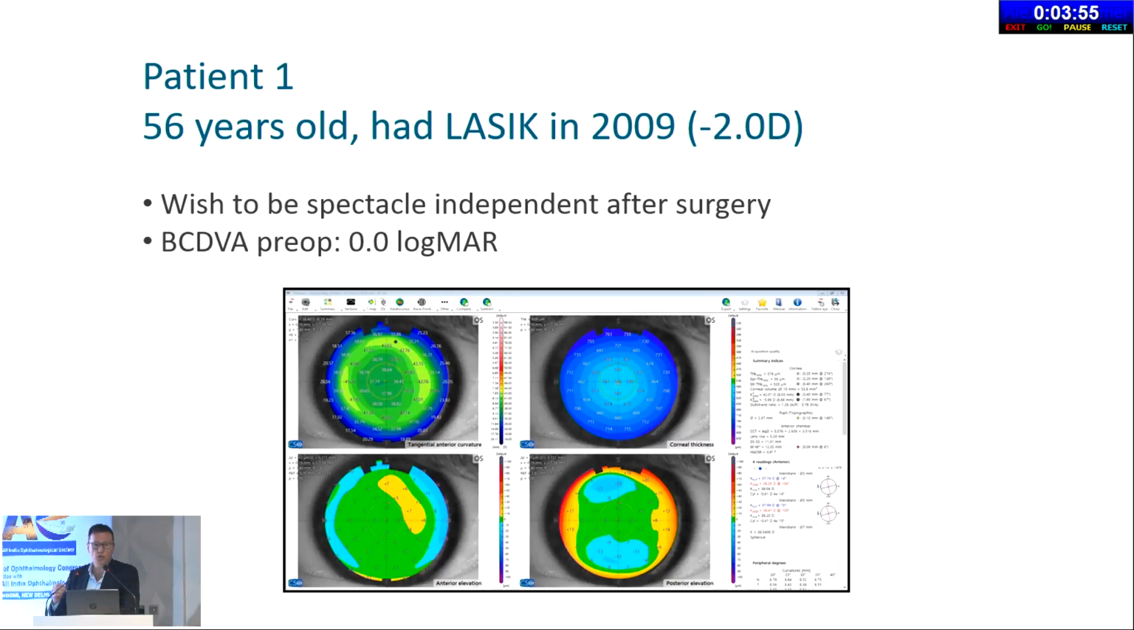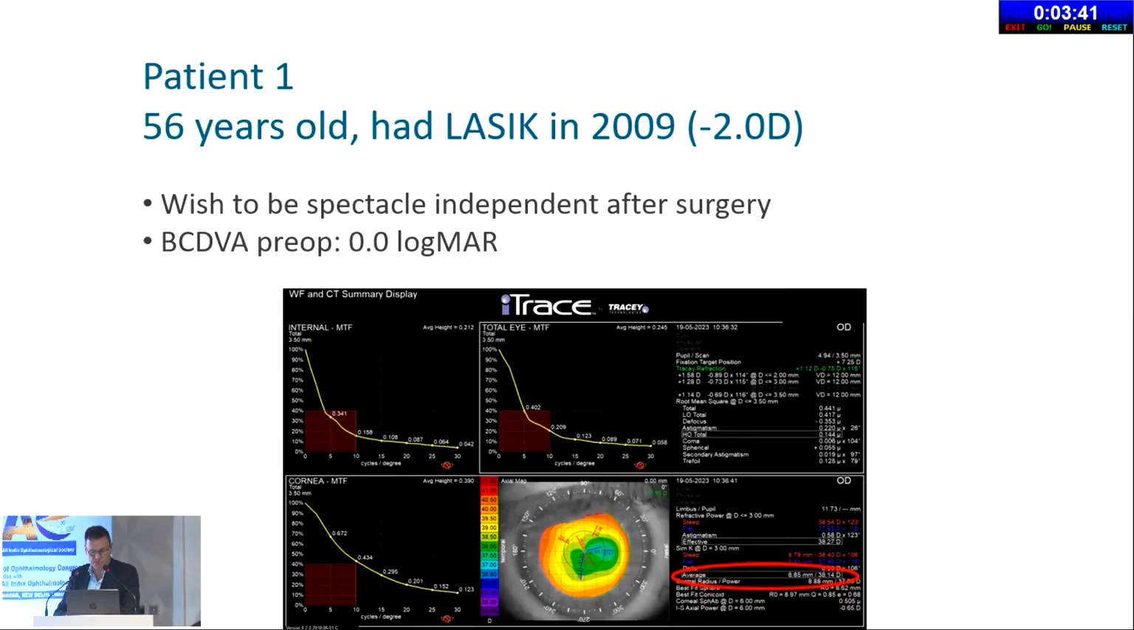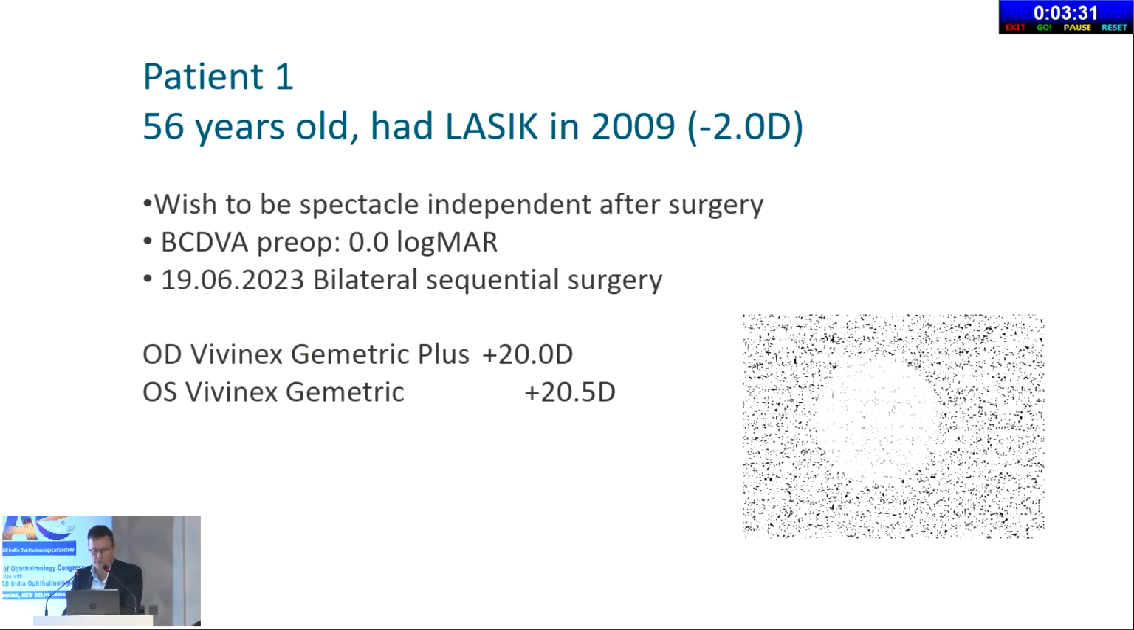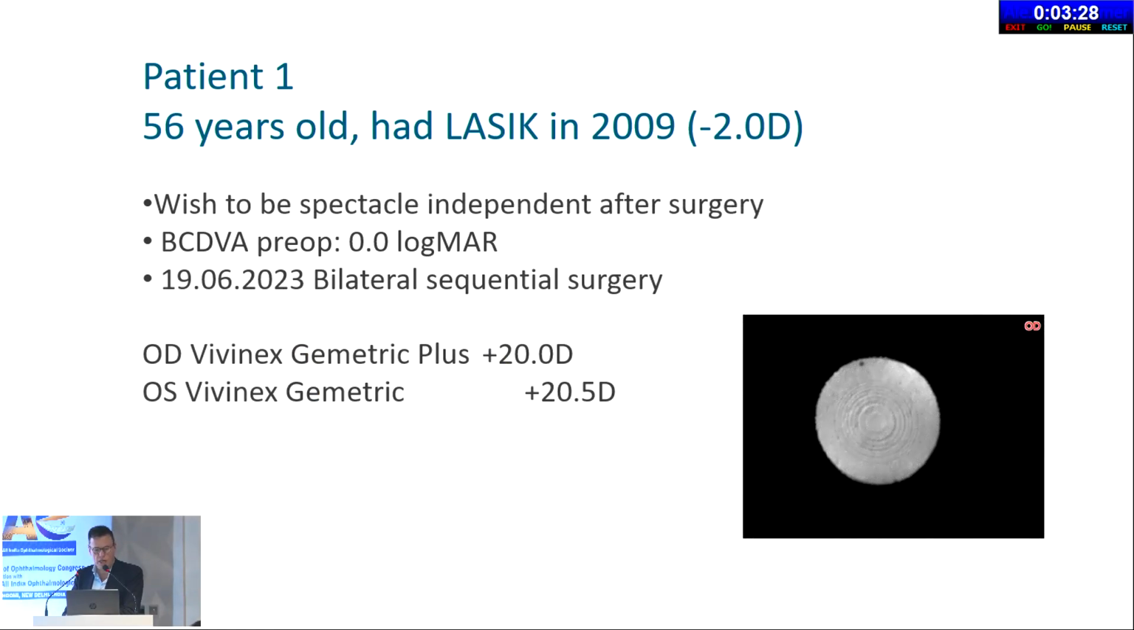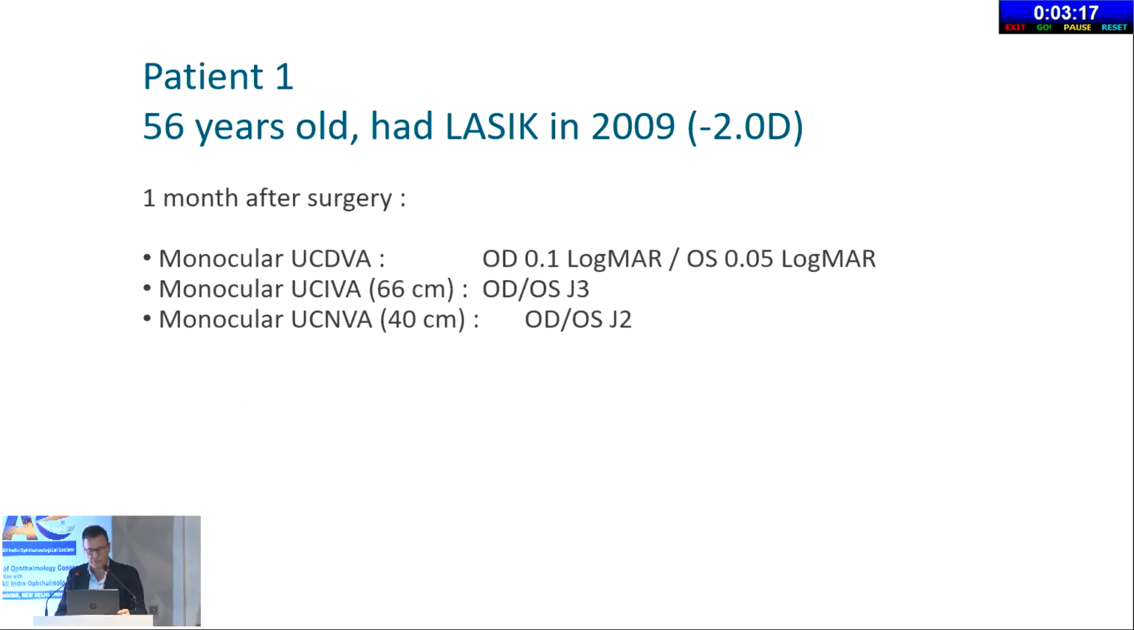So first, what do we do? We look at the topography map to see whether the LASIK procedure was nicely centered. That's very important, and that there are not too many higher order aberrations in the cornea. As you can see here, the total higher order aberrations are 0.14, which is very acceptable to go for trifocal IOL implantation. So almost two years ago, I did a bilateral sequential surgery. The geometric plus 20 was inserted in the right eye and the plus 20.5 geometric in the left eye. What were the results? After 1 month, the monocular uncorrected distance visual acuity was logMAR 0.1 in the right eye and 0.05 in the left eye.